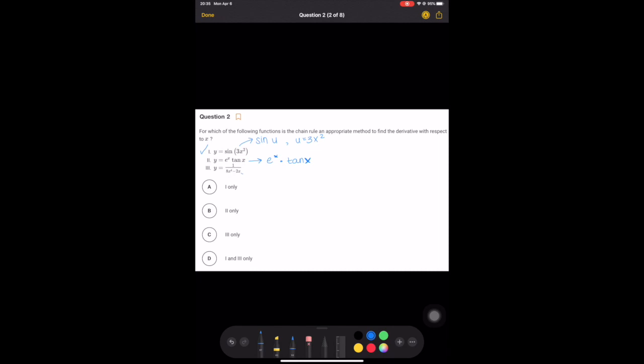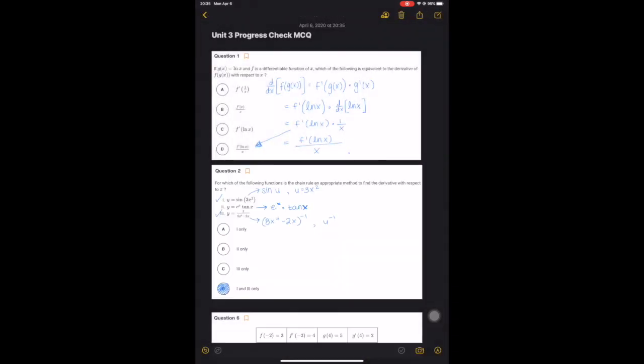And then the last one is tricky. It looks like a quotient rule because we see a fraction, we see division. However, in the numerator there are no x's, no variables. So we could rewrite this as 8x^4 minus 2x to the power of -1, which means this is in the form of u to the -1. So definitely composition of functions, and we can use chain rule to take the derivative there. That leaves us with 1 and 3, so our final answer is D. All right, let's go on to the next one.